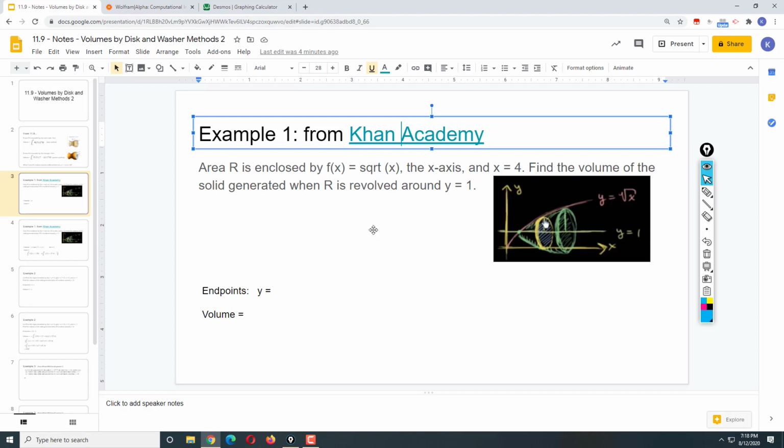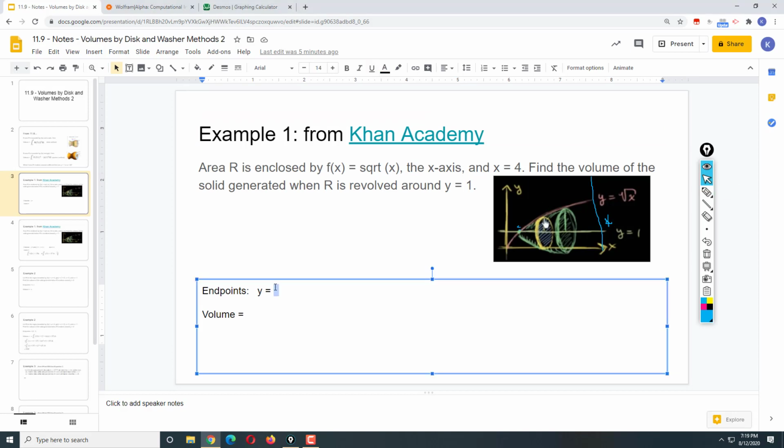In this example, area R is enclosed by f of x equals the square root of x, the x-axis, and x equals 4. We want to find the volume of the solid generated when R revolves around y equals 1. First of all, we need our endpoints. We're going from x equals something to x equals 4. We're told about 4. The first endpoint is the intersection of y equals square root of x and y equals 1. That means that square root of x equals 1, which means x equals 1. And the other endpoint is x equals 4, as given in the problem. So we're integrating from 1 to 4.